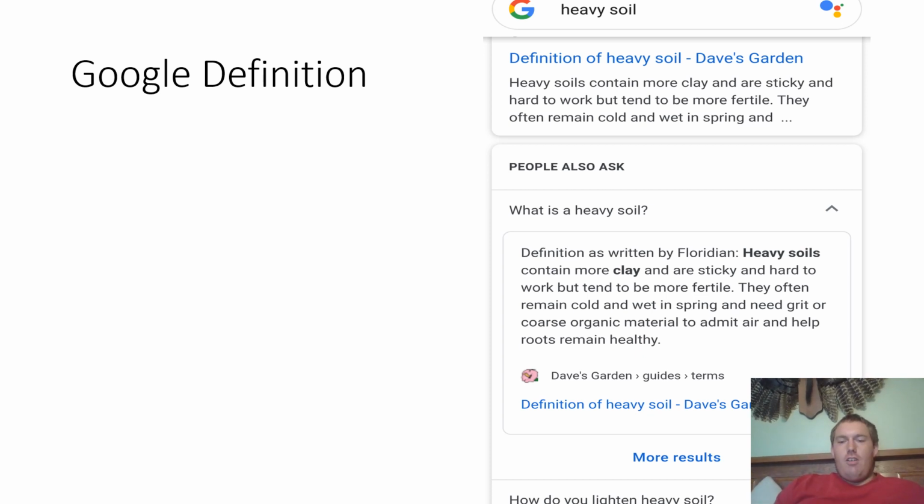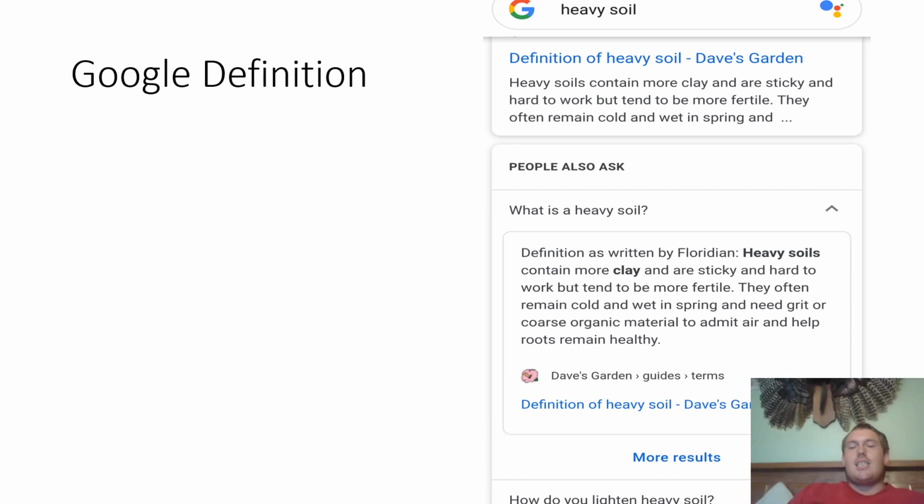And it says they have more clay and are sticky and hard to work, and that's because of the behavior of the material. It has nothing to do with their weight. And they remain cold and wet, which is due to water retention, and things don't heat up as fast when they have a greater water content, because water has a lot higher specific heat than the soil minerals themselves or air, so it takes a lot more energy to heat up water compared to heat up air.